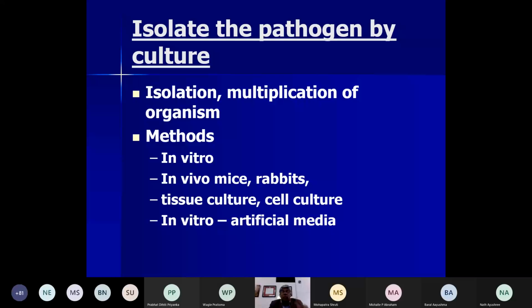And that can be done by various methods: by culturing in vitro, in culture media, maybe blood agar, maybe chocolate agar, maybe MacConkey agar, maybe any other media, or we can do it in animals, in mice, rabbits, or any other animals, or sometimes we can do it in tissue culture or cell cultures. In vitro tests are all done in artificial media. Now, this artificial media is very good for growing bacteria and fungi, but not good at all for growing viruses. For them, we'll require tissue culture or cell culture. But mice, rabbits, animals, we can use for viruses as well as bacteria or fungi or parasites.